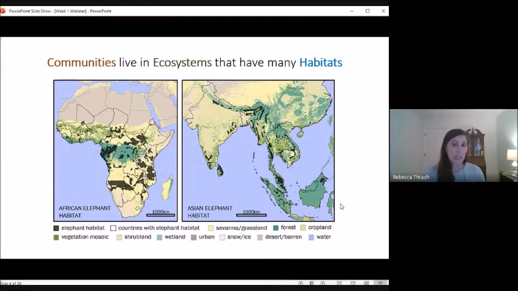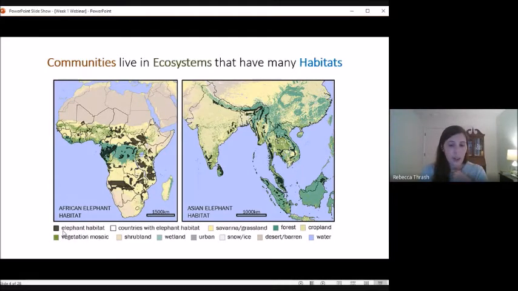Well, so ecosystems themselves then can have very specific and numerous habitats. So I've got here shown this distribution of elephant habitat. For example, when we look here on these maps, this map is for the African elephant habitat, and this is for the Asian elephant habitat.